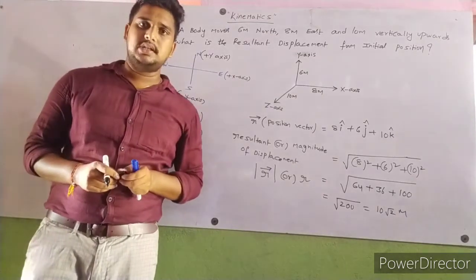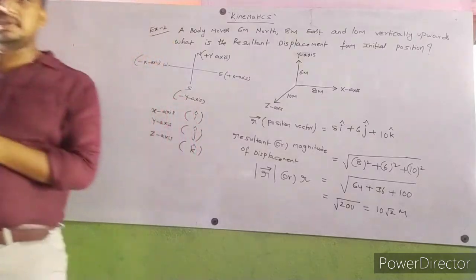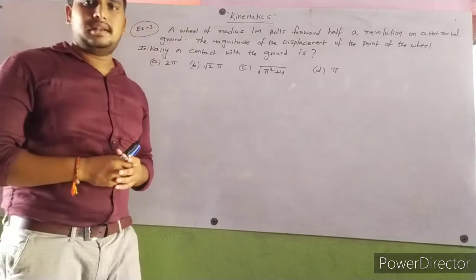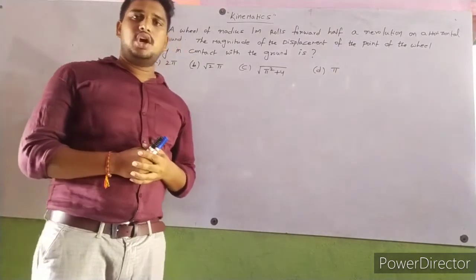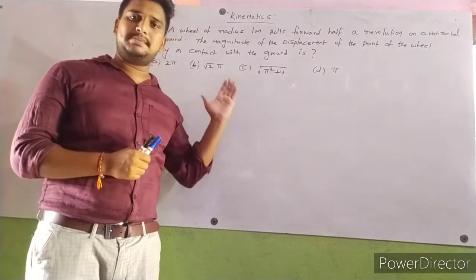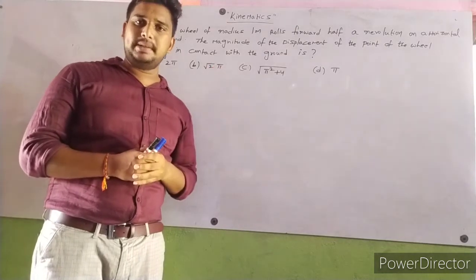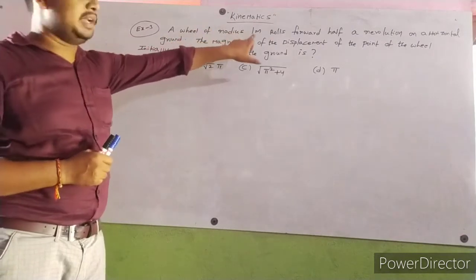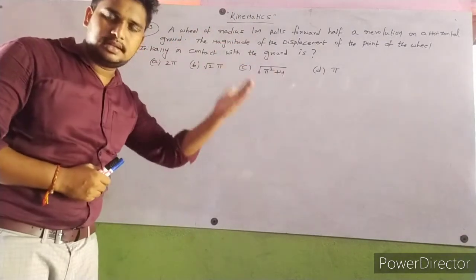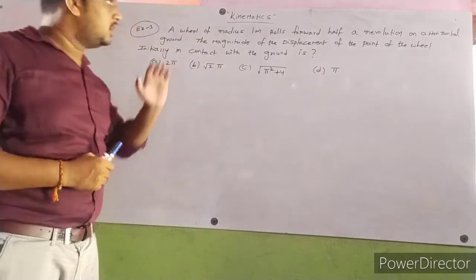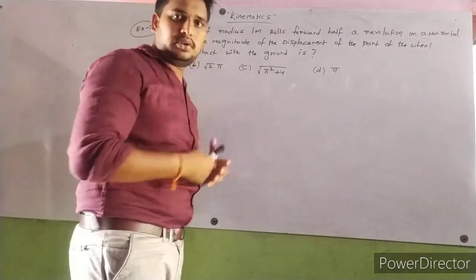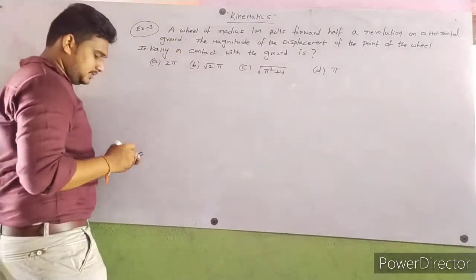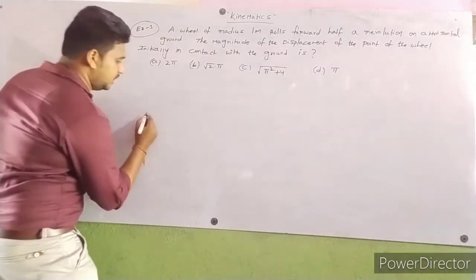Next we will discuss the third example problem. Question number 3. Continuing my lecture on numericals on displacement and distance, example 3, observe carefully. A wheel of radius 1 meter rolls forward. Let us consider this is the ground.